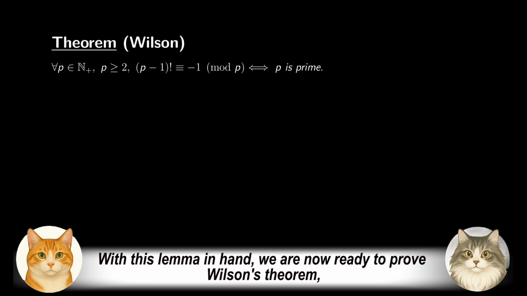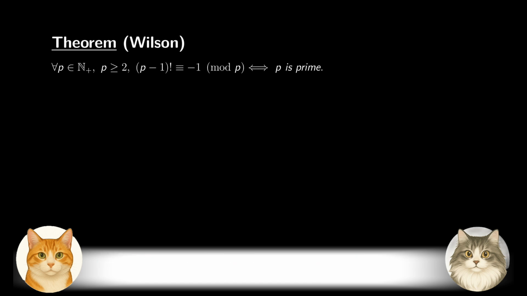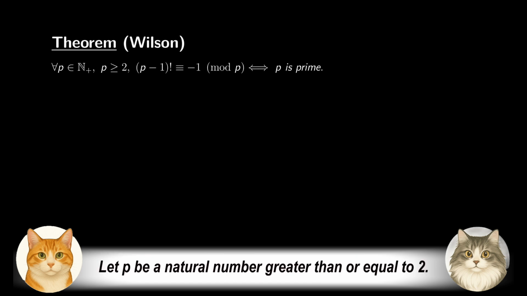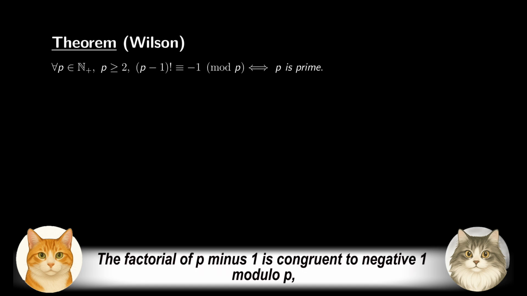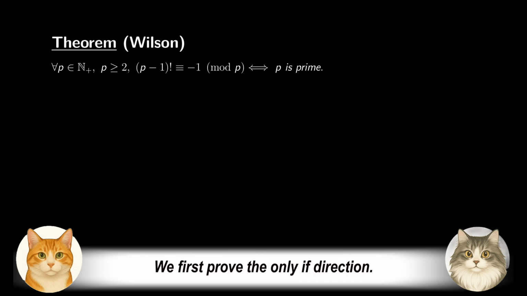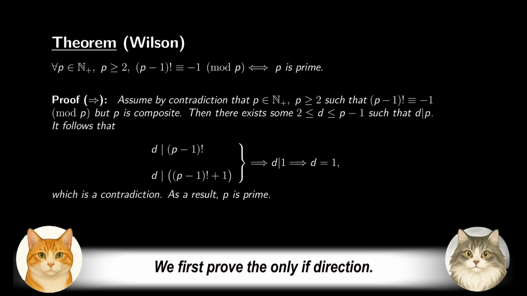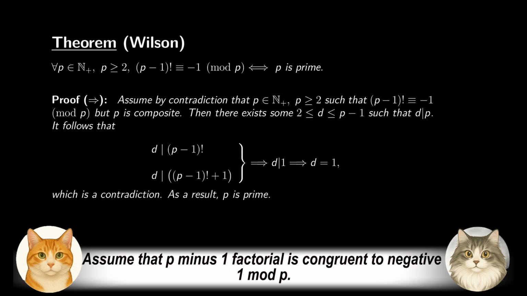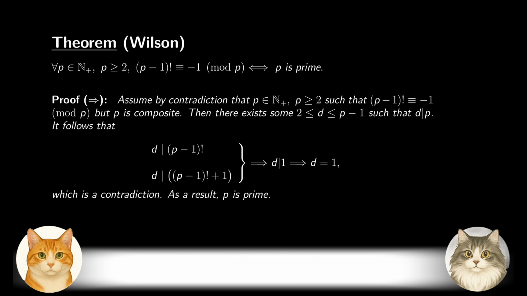With this lemma in hand, we are now ready to prove Wilson's theorem, which says the following. Let p be a natural number greater than or equal to 2. The factorial of p minus 1 is congruent to -1 modulo p if and only if p is a prime number. We first prove the only if direction. Assume that p minus 1 factorial is congruent to -1 mod p. We will show that p must be prime.